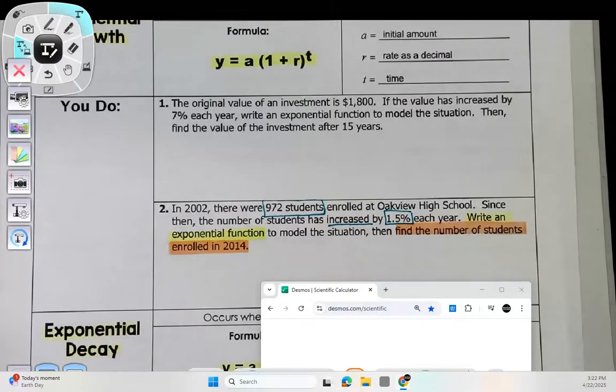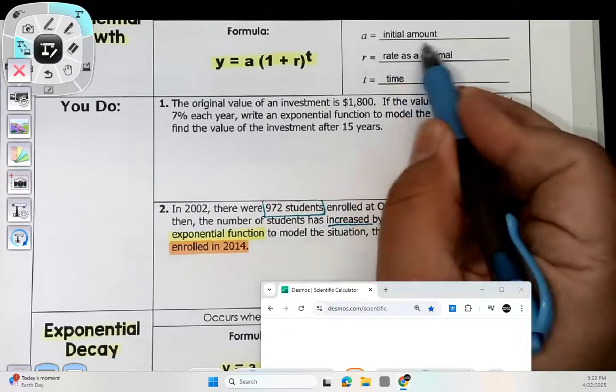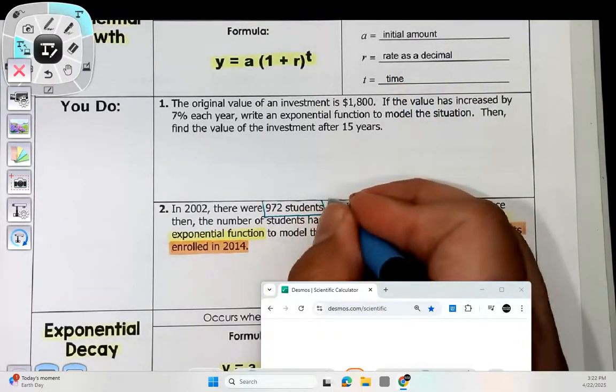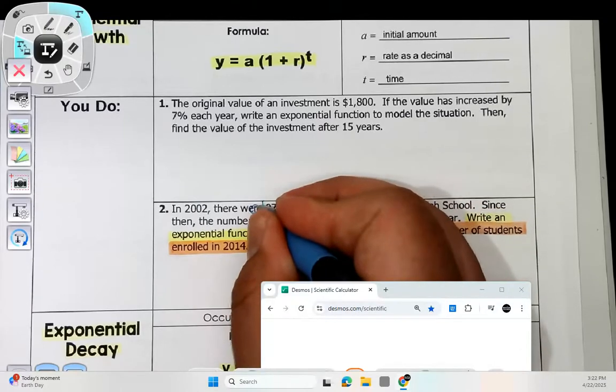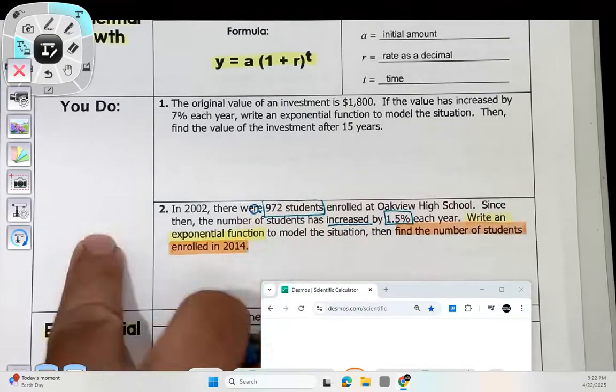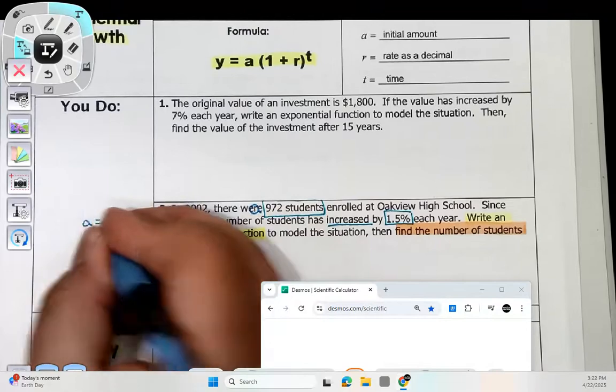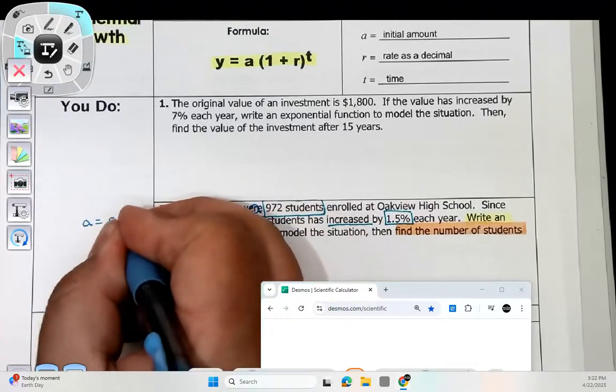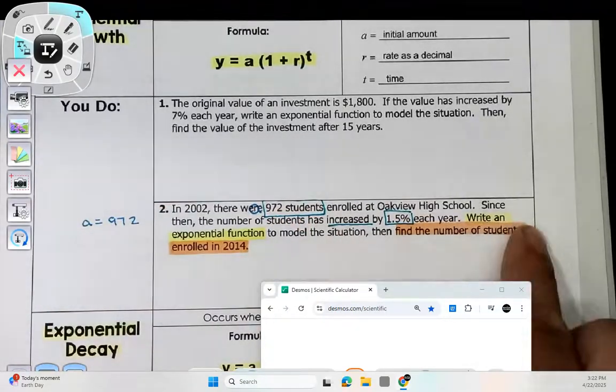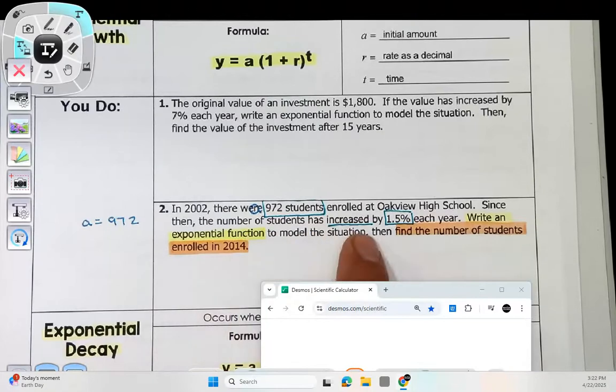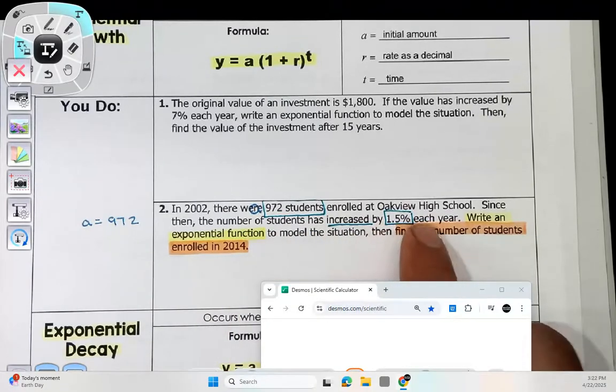Well, if I'm going to use a growth model, just like it says here, 972 students, that would be my initial amount. So that would be my A value. So I'm just going to put an A. I know we could barely see it, but that's how we have this space. My A is equal to 972 in Oakview.